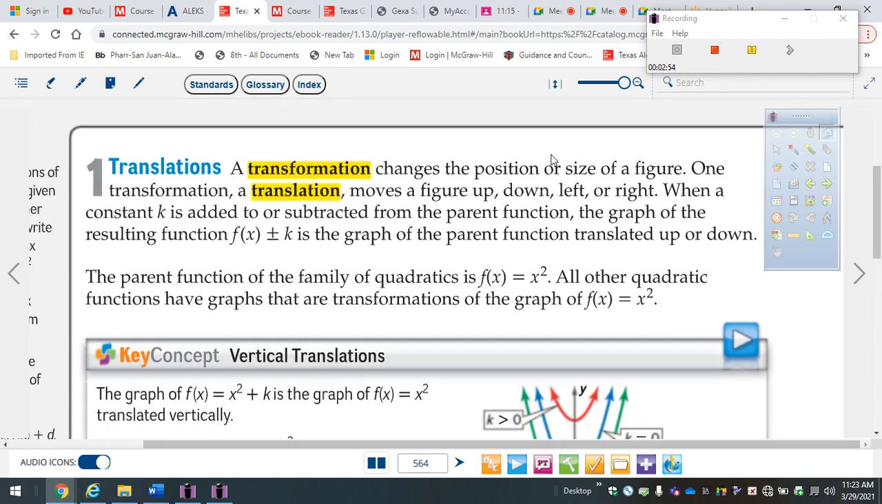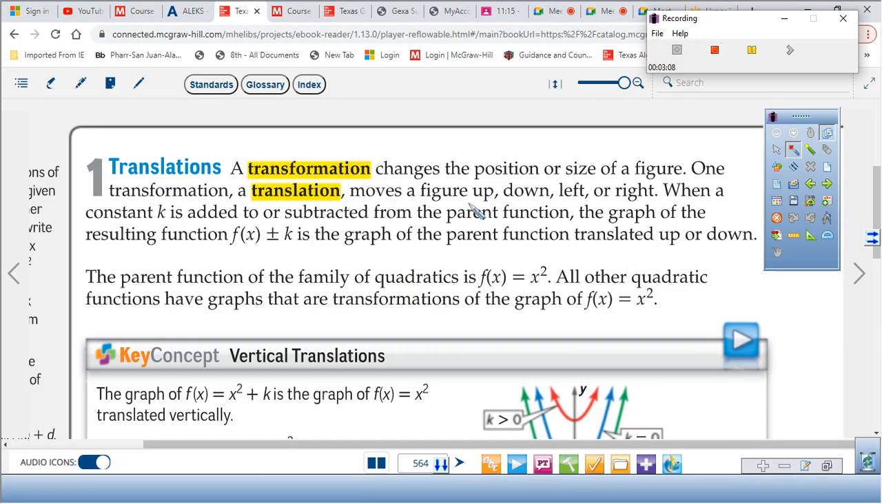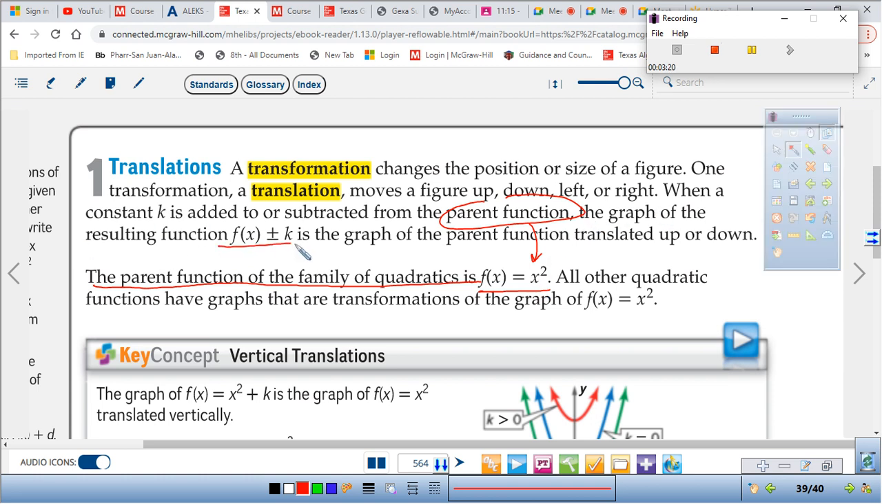So look, a transformation changes the position or size of a figure. A translation moves the figure up, down, left, or right when a constant k is added or subtracted from the parent function. Okay, parent function, you got to remember that. The parent function of a family of quadratics is f of x equal to x squared. The graph of the resulting function is right here. The parent function, f of x, plus or minus some number, translates it up or down.